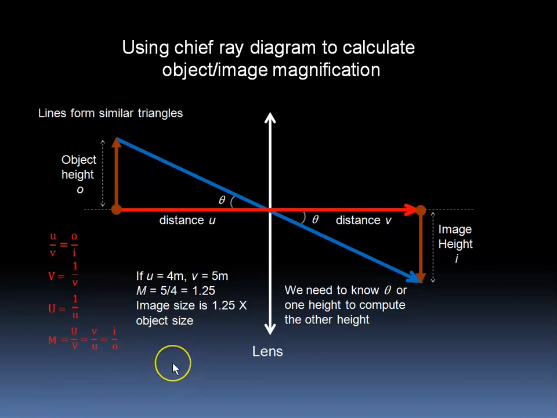Now that we know the magnification, we can calculate the size of the image or that of the object if we know the size of the other variable. Alternatively, we would need to know the angle shown here to calculate the image or object height.